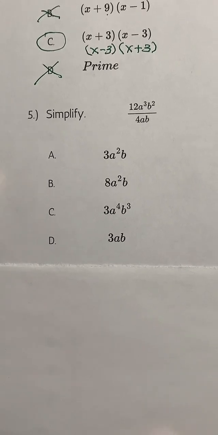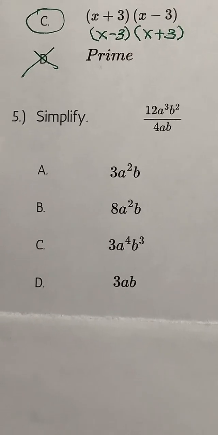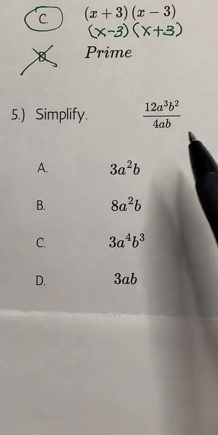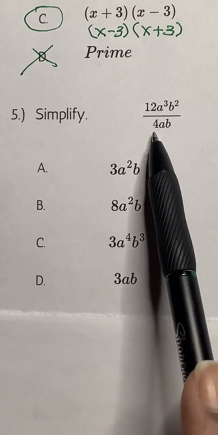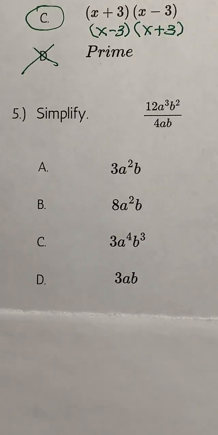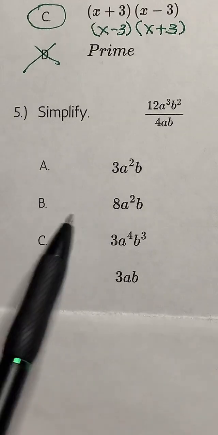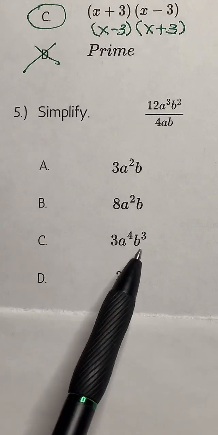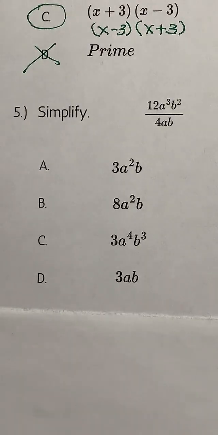Okay, so now we're going to simplify. Let me see if I can make this a little bit bigger because, you know, we're all kind of aging up there. All right, so we have 12a cubed b squared divided by 4ab. And I want you to simplify that. So is your answer A, 3a squared b? Is it B, 8a squared b? C, is it 3a to the fourth, b to the third? Or D, 3ab? What are you thinking?